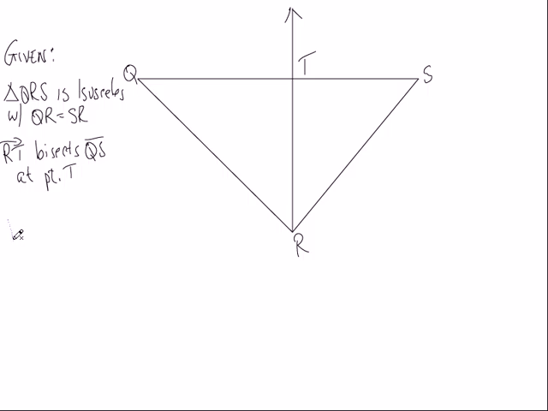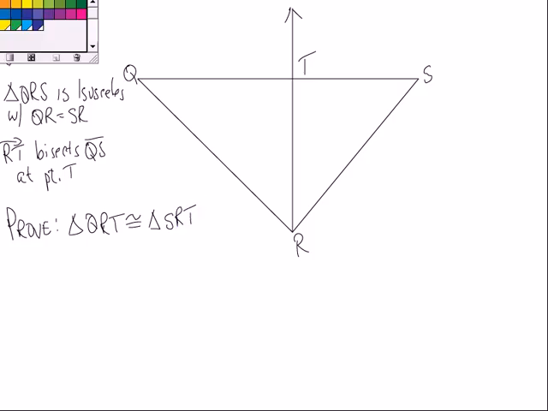Alright? And we want to prove that the triangles are congruent. So triangle QRT, it's supposed to be an R, a little weird looking, is congruent to triangle SRT. Alright, there we go. We've had that discussion earlier. So let's take a look. It says QRS is isosceles with QR equaling SR. So let's mark them. QR and SR are equal to each other, so I put a little tick mark on. It also says that RT bisects QS.